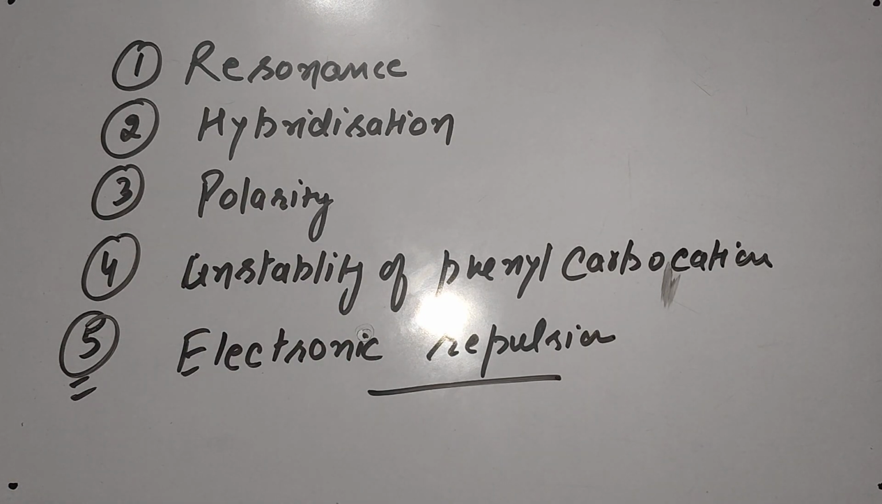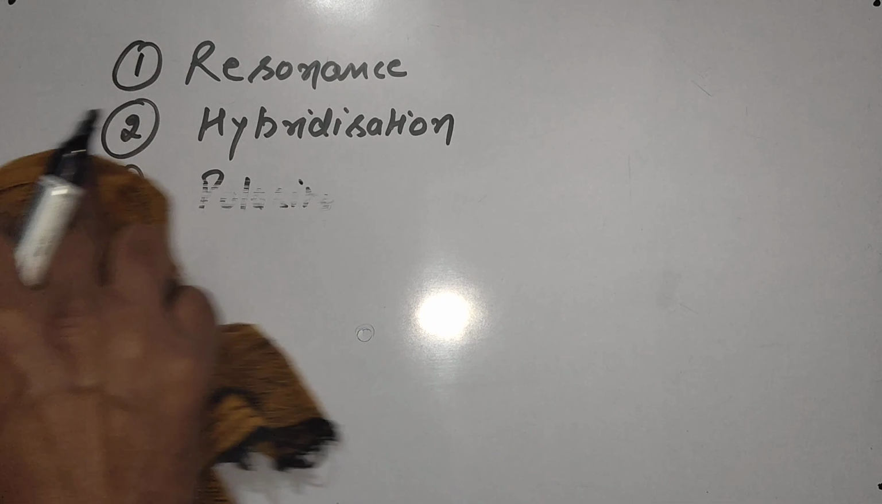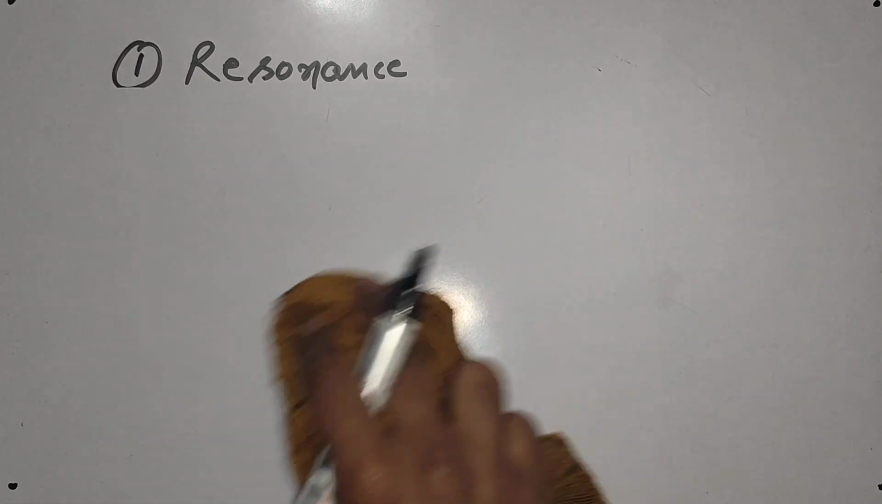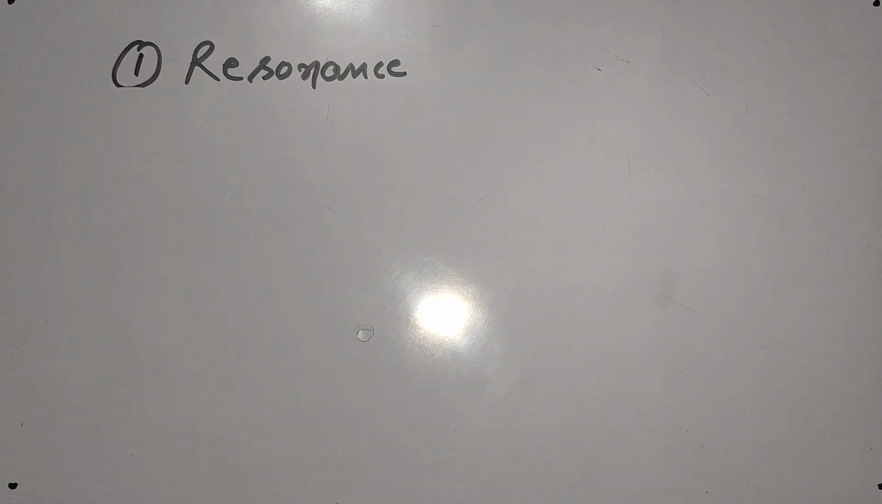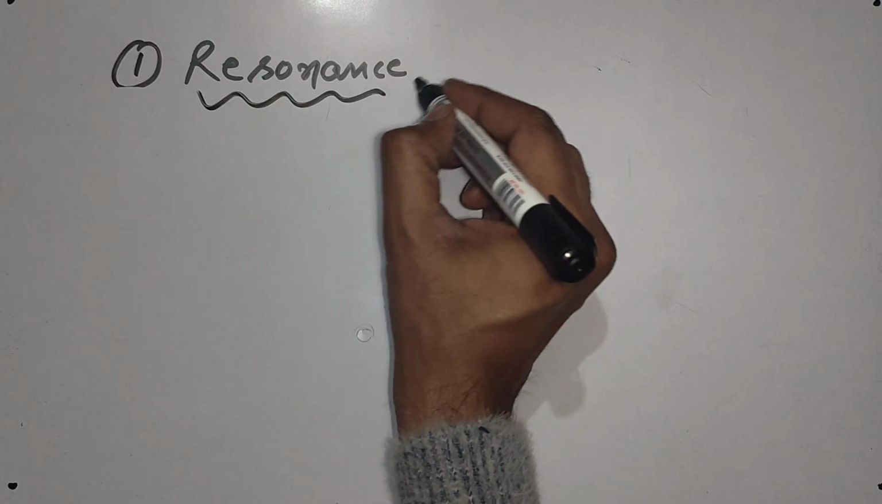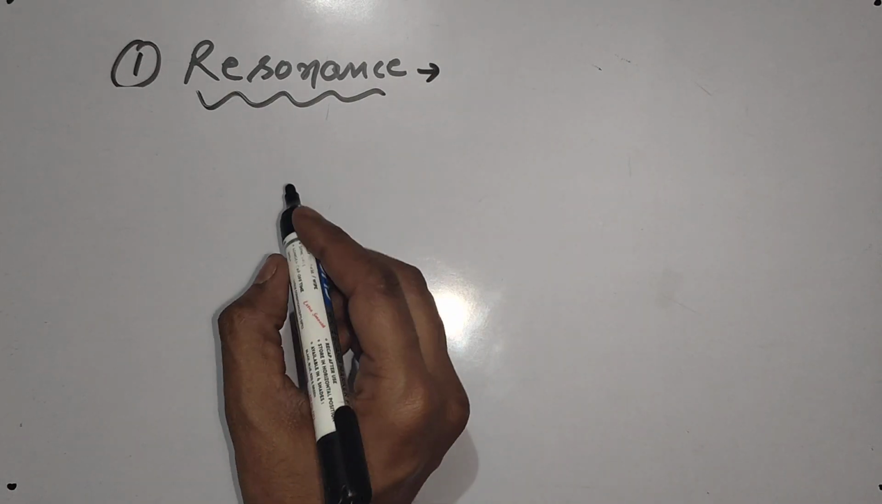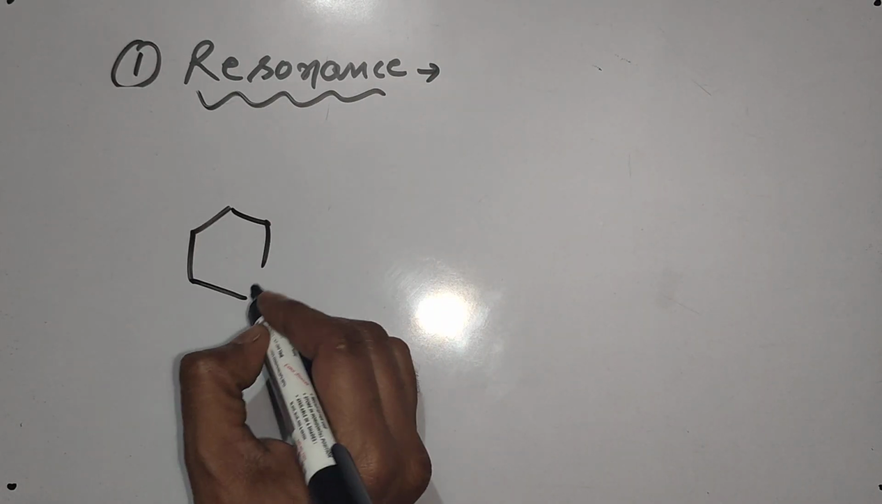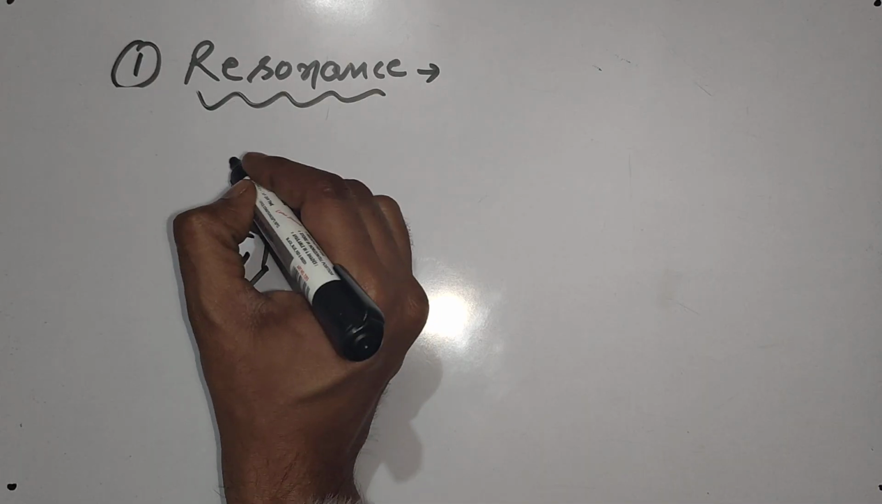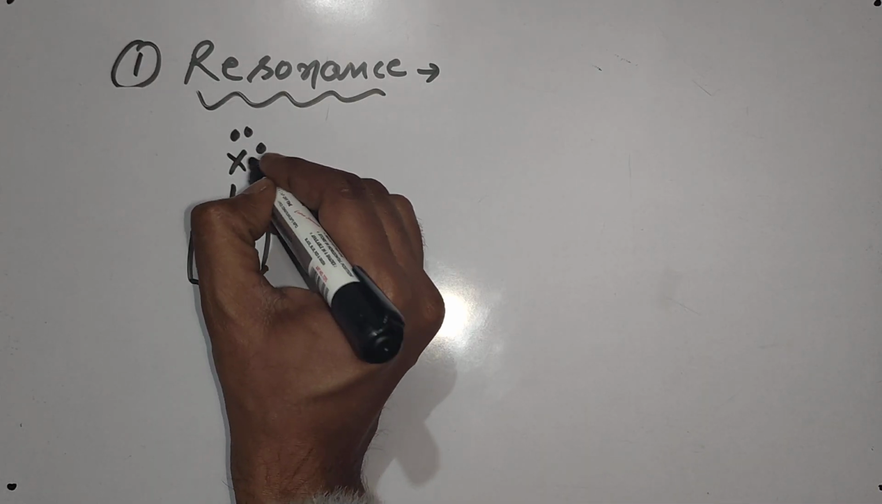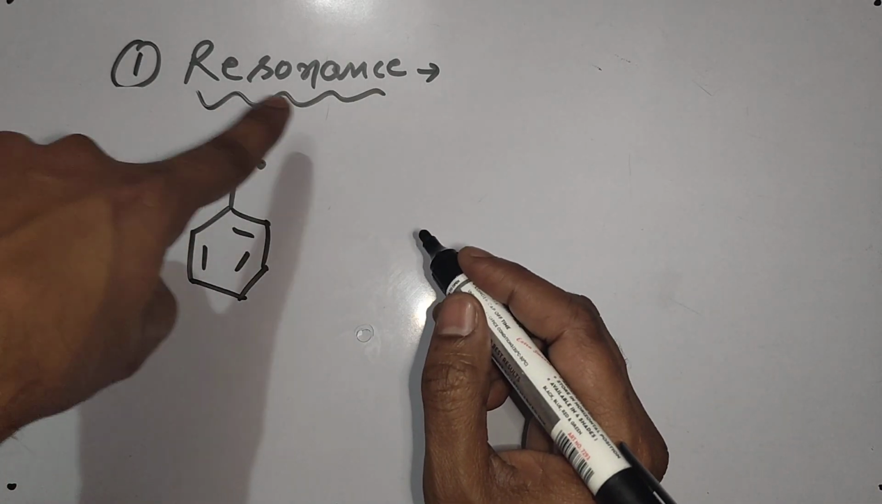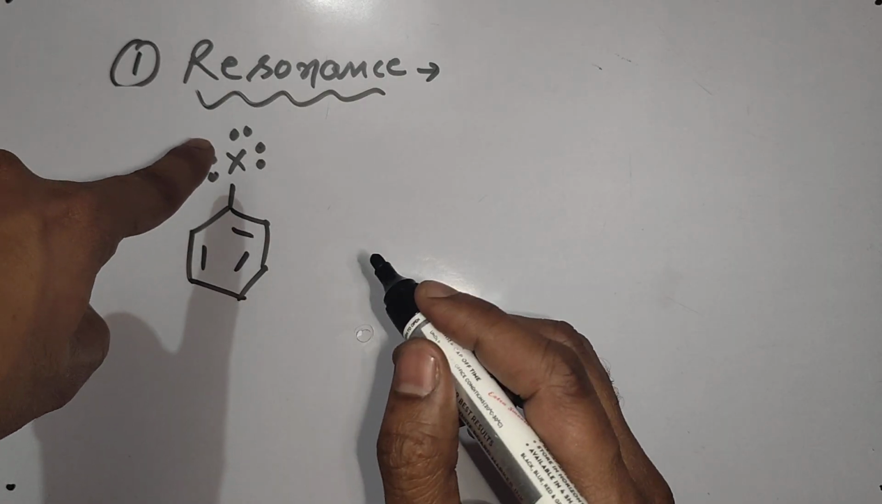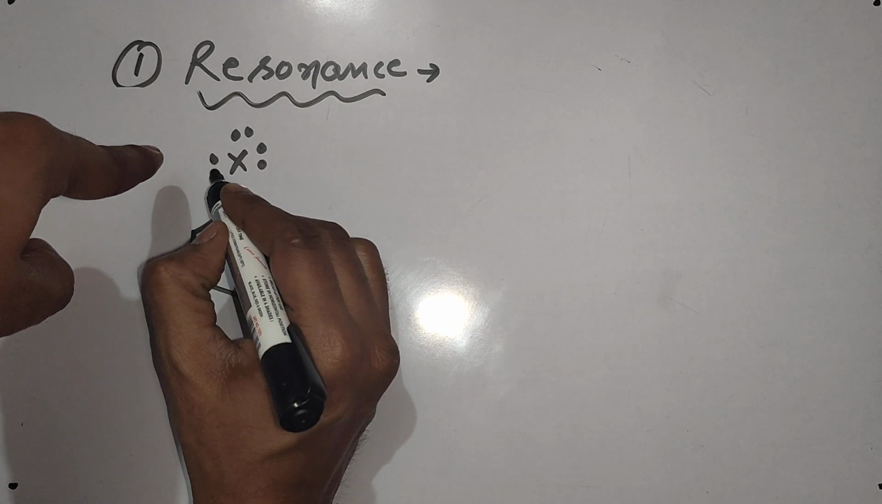Let's start with resonance. For that, we should have a command on resonance. That concept we have already discussed in 11th class. Resonance is the movement of pi electrons. This is a haloarene, and we know on X lone pairs are available. Now if I draw its resonance, the movement will be like this.